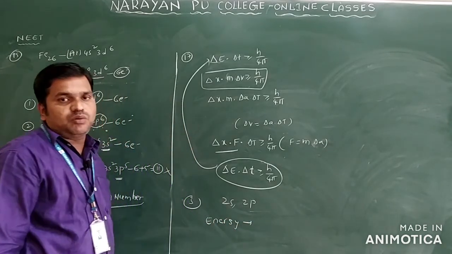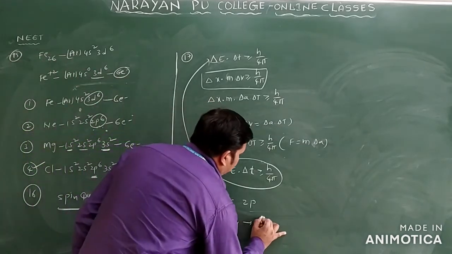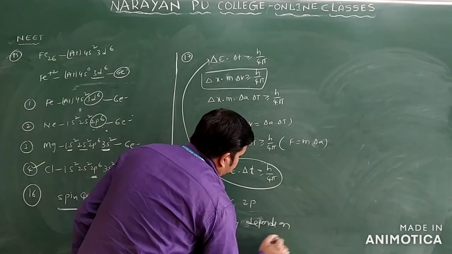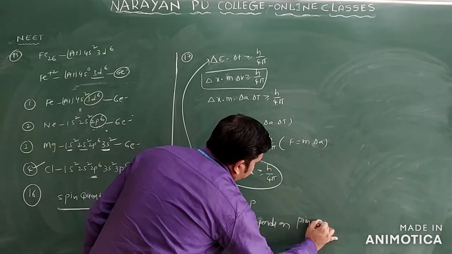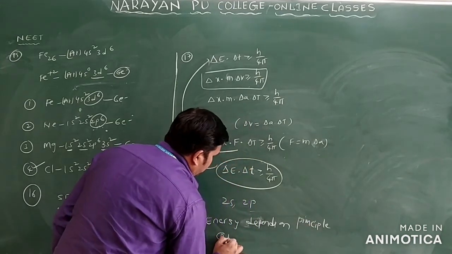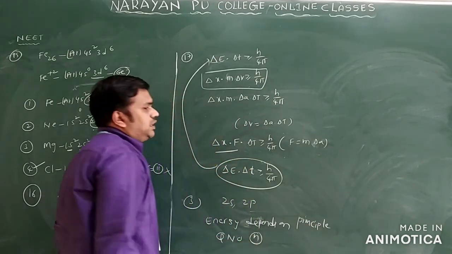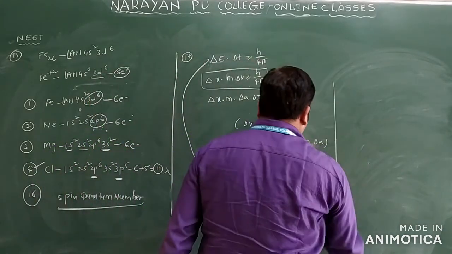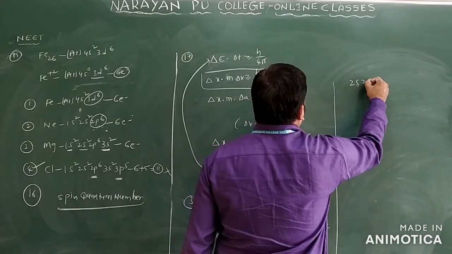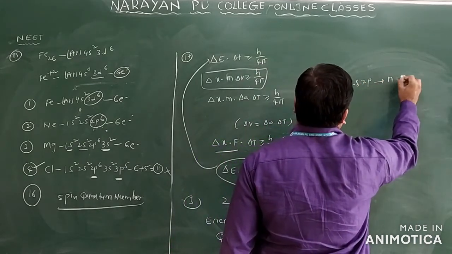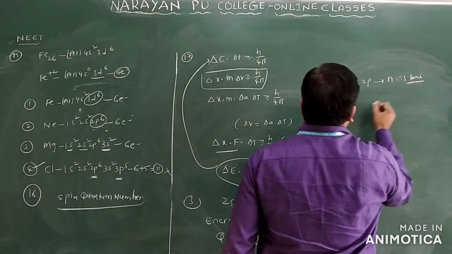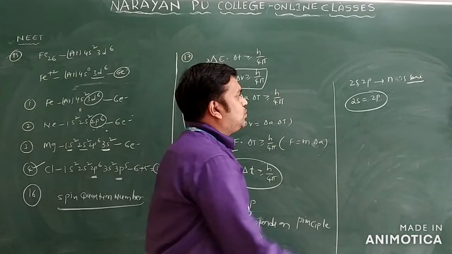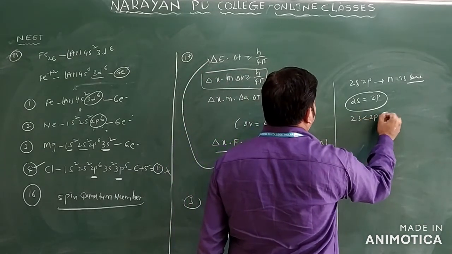Energy mainly depends on which one? Principal quantum number n value only. Energy depends on the principal quantum number. N increases, energy increases, but here n is the same for 2s and 2p. So the energy of 2s is equal to 2p only. But what is given? 2s is less than 2p is given. This is the wrong answer.